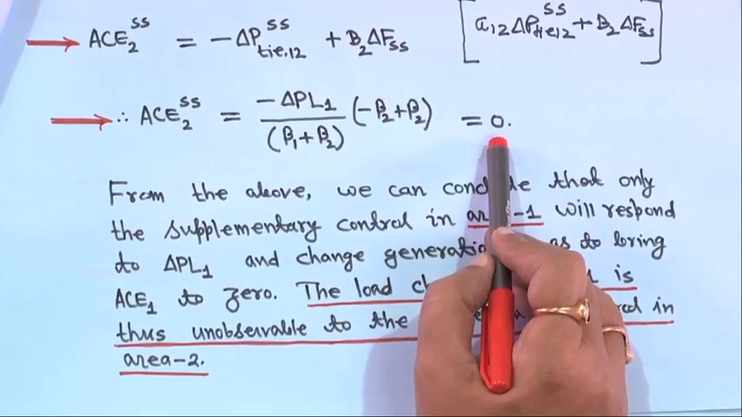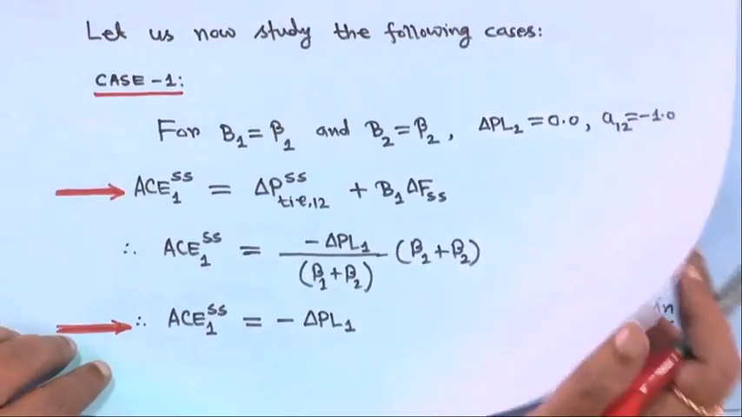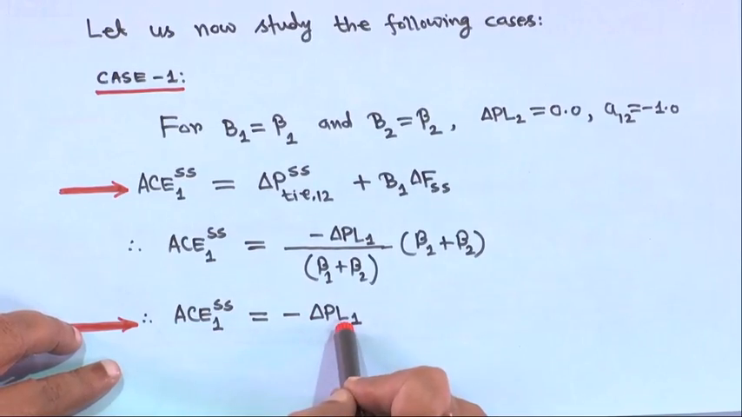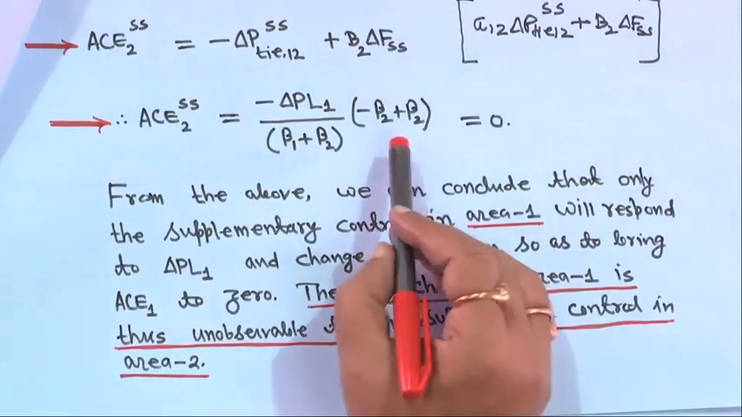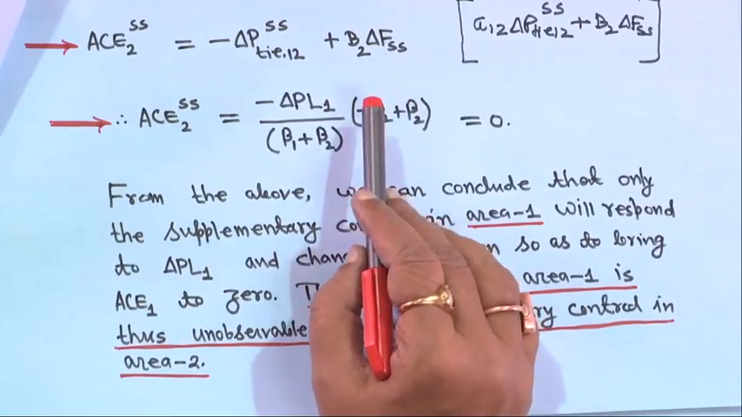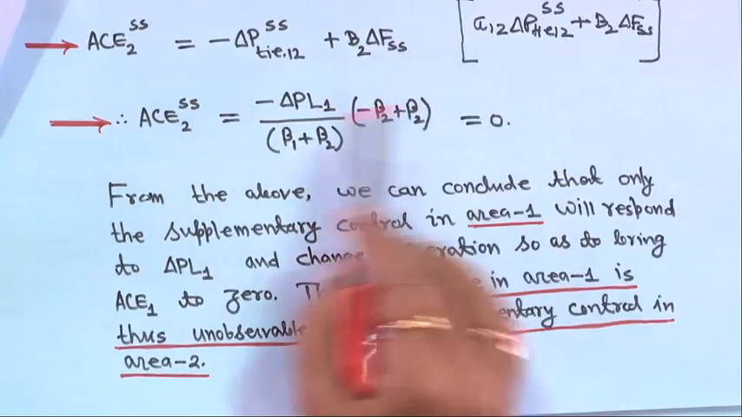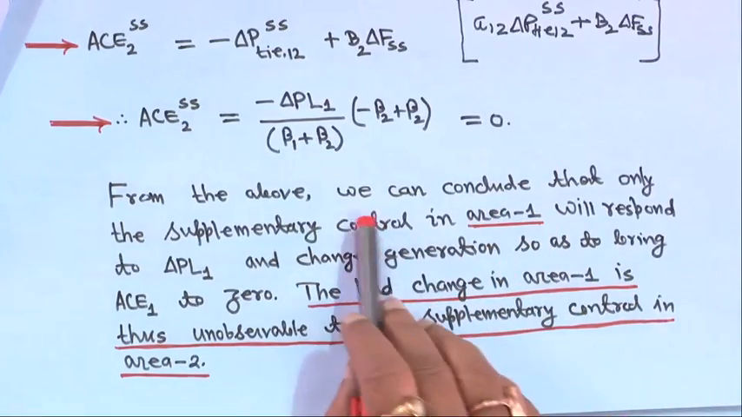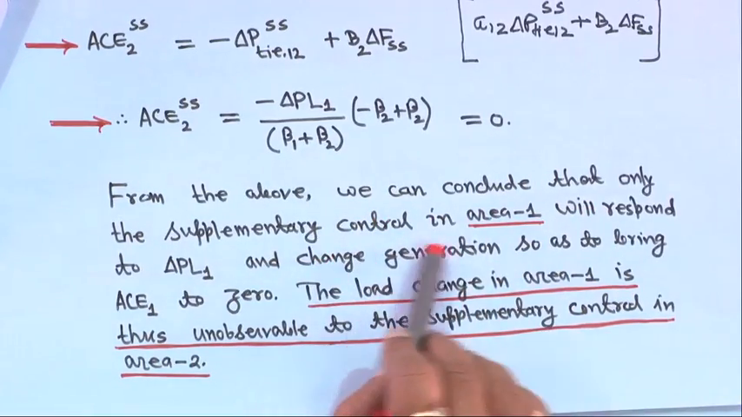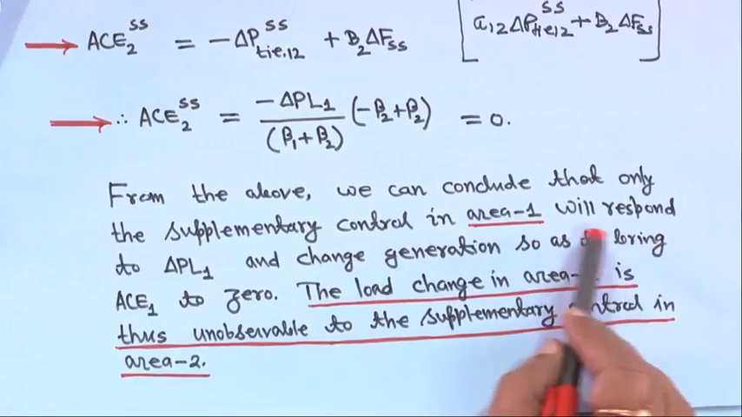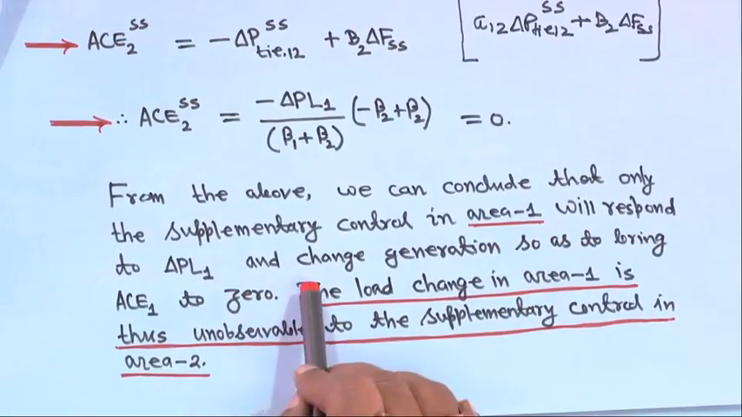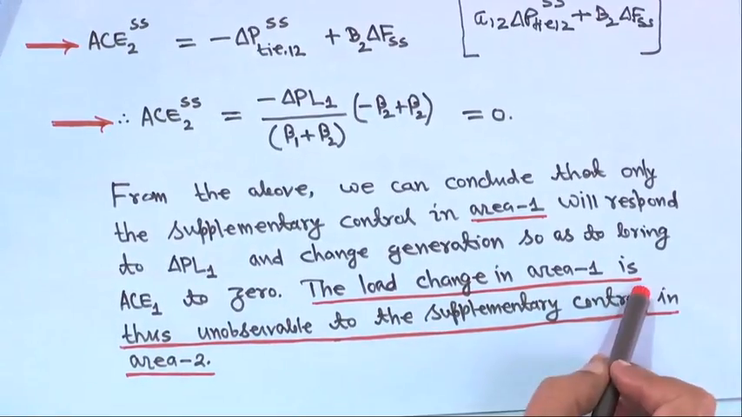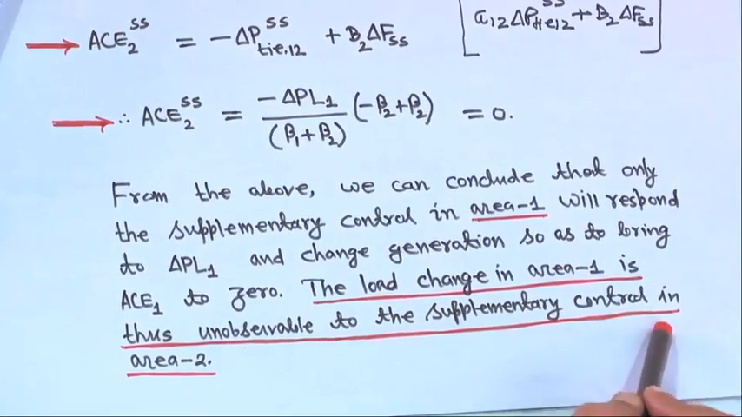So if the load disturbance has happened in area 1, then it is showing that it is minus delta PL1, and in area 2 there is no load disturbance. So AC2 SS is actually becoming 0. From the above we can conclude that only the supplementary control action in area 1 will respond to delta PL1 and change generation so as to bring AC1 to 0. The load change in area 1 is thus unobservable to the supplementary control in area 2.